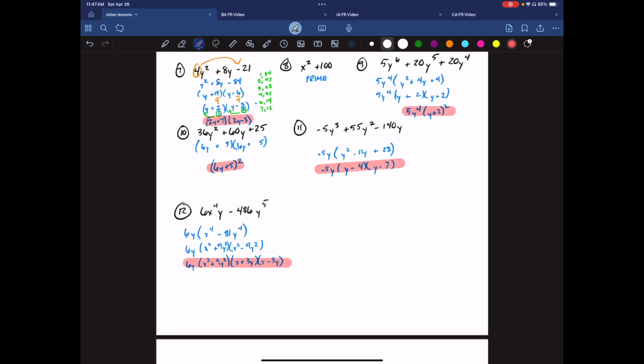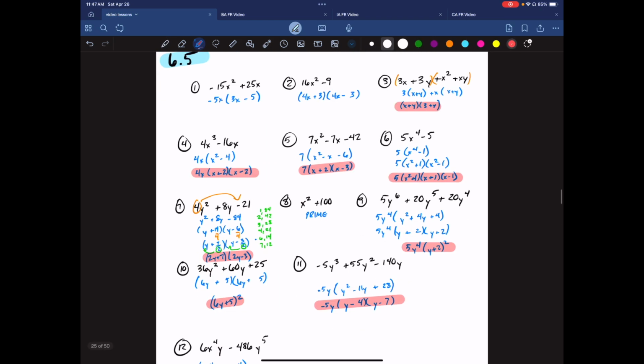Okay, there's nothing new in this section. We're just taking everything that we've learned as far as factoring goes and applying it.